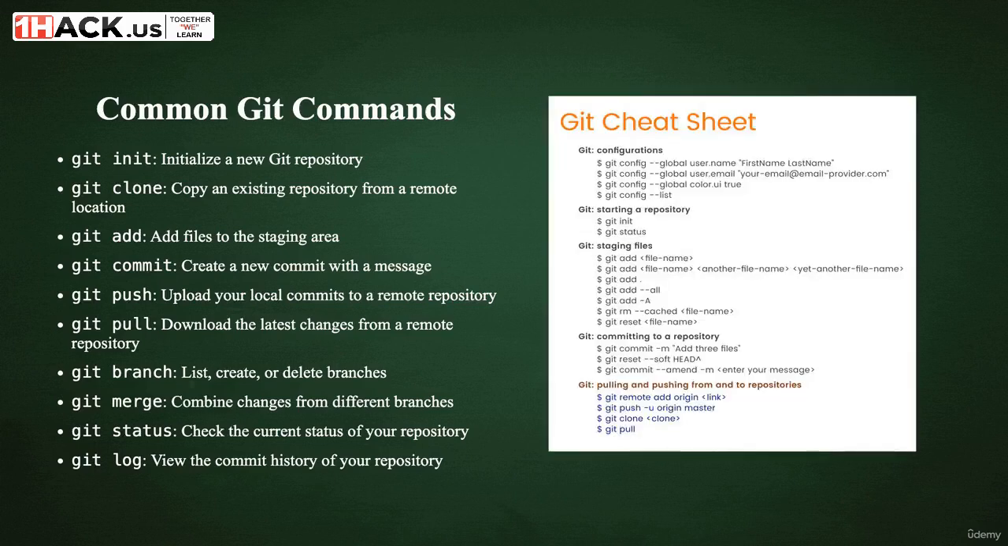Git provides a variety of commands that you can use to manage your project's version control. Some of the most common commands include git init to initialize a new repository, git clone to copy an existing repository, git add to stage changes, git commit to create a new commit, git push to upload your local commits to a remote repository, and git pull to download the latest changes from a remote repository. You can also use commands like git branch to manage branches, git merge to combine changes, git status to check the current status of your repository, and git log to view the commit history.